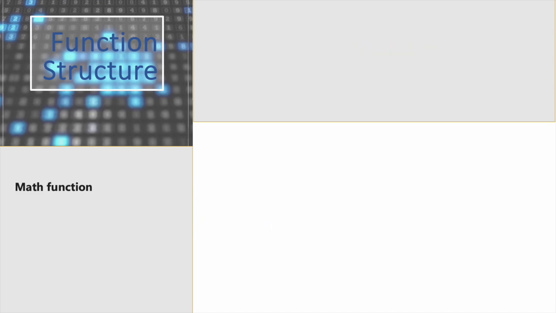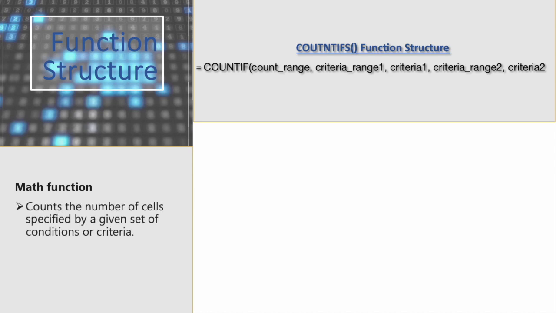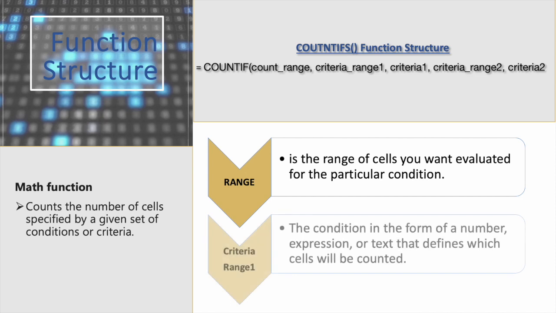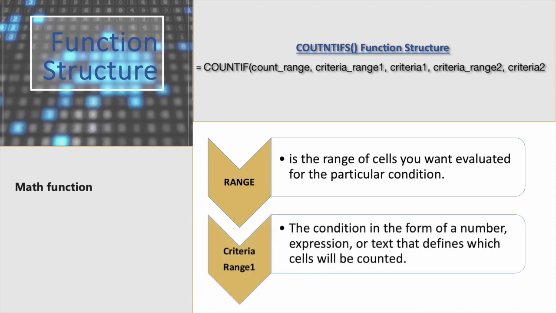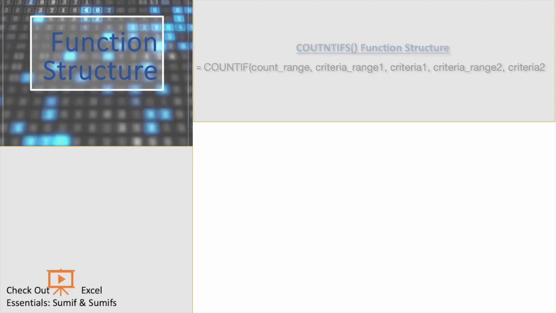And lastly, here's the structure of the COUNTIFs. Now this is slightly different, where it counts the number of cells specified by a given set of conditions or criteria. The range is the range of cells you want to evaluate for the particular condition, and the criteria is the condition in the form of a number, expression, or text that defines which cell is to be counted. In the formula builder, just click on the plus sign to add more criteria ranges and criteria. Be sure to check out the Excel Essentials SUMIF and SUMIFs video.